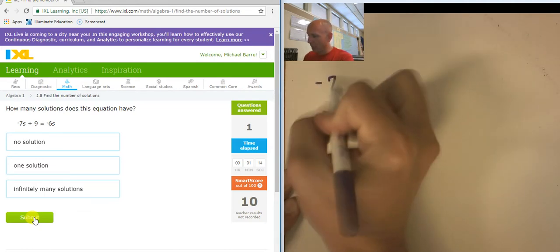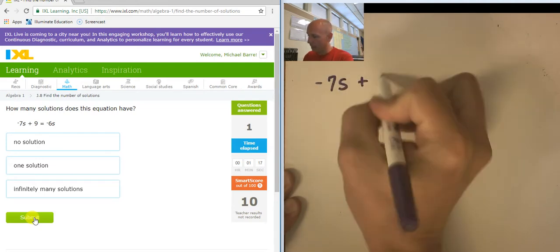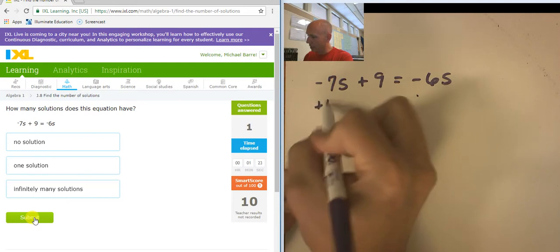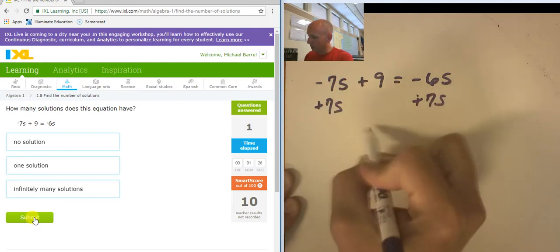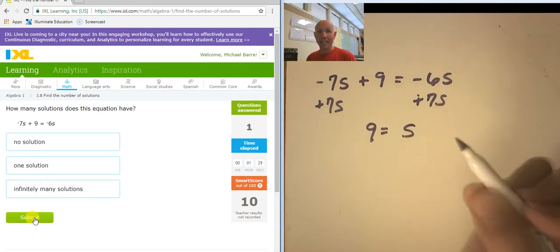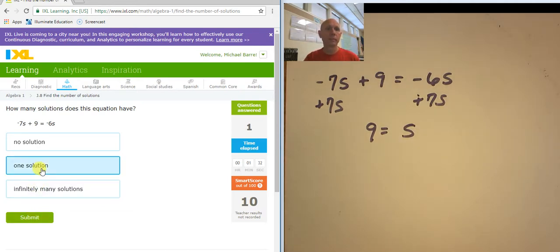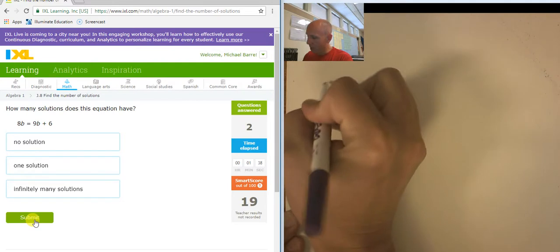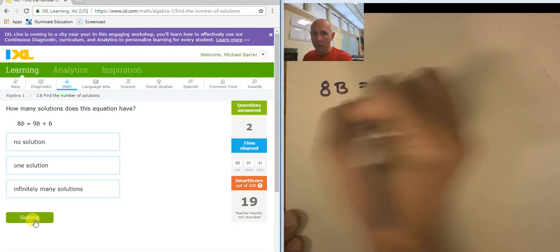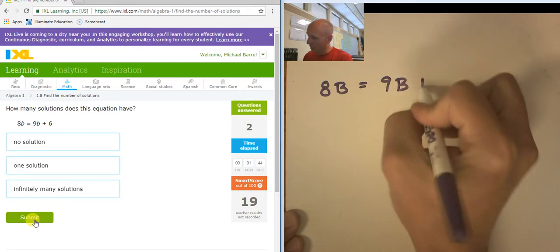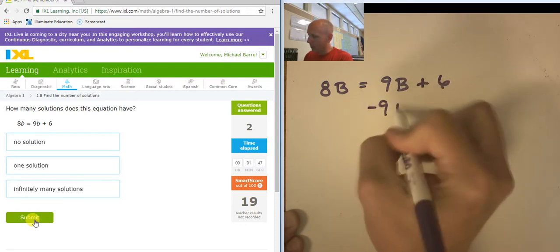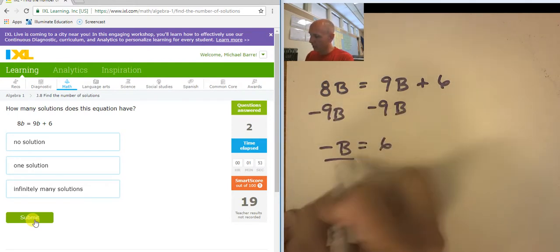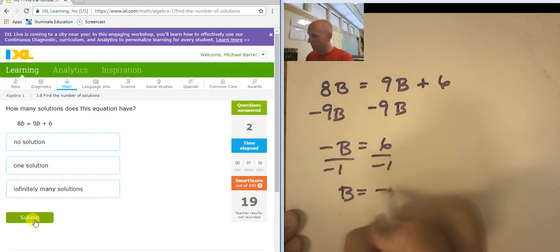So negative 7s plus 9 equals negative 6s. So I'm gonna add 7s to both sides. So 9 equals s. S equals 9. That's one solution. Next, 8b equals 9b plus 6. I'm going to subtract 9b from both sides. So negative b equals 6. So b equals negative 6. One solution.